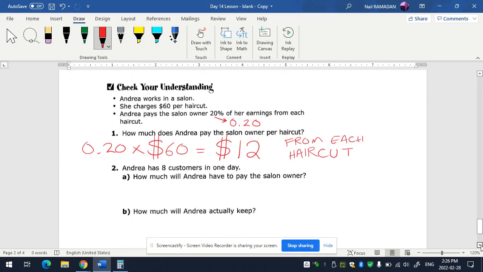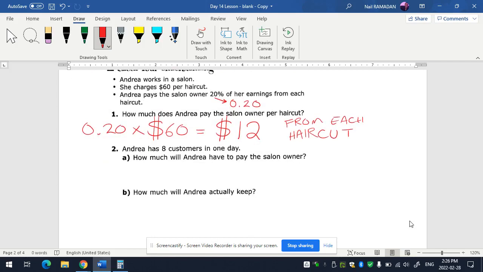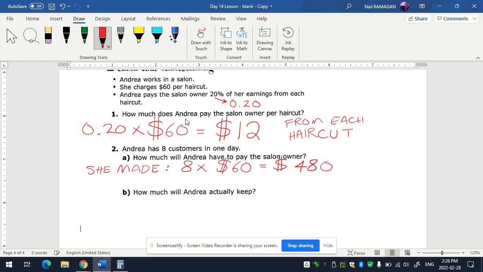Okay, one day she had 8 customers. How much will Andrea have to pay the salon owner? Well, first of all, we have to see how much she actually made. She made 8 people times 60. So how much is 8 times 60? Well, 8 times 6 is 48, so it's just 48 with a 0, 480. That's how much she made.